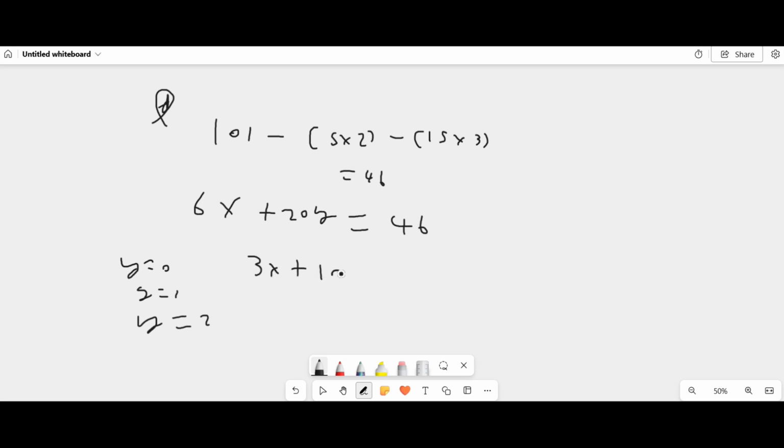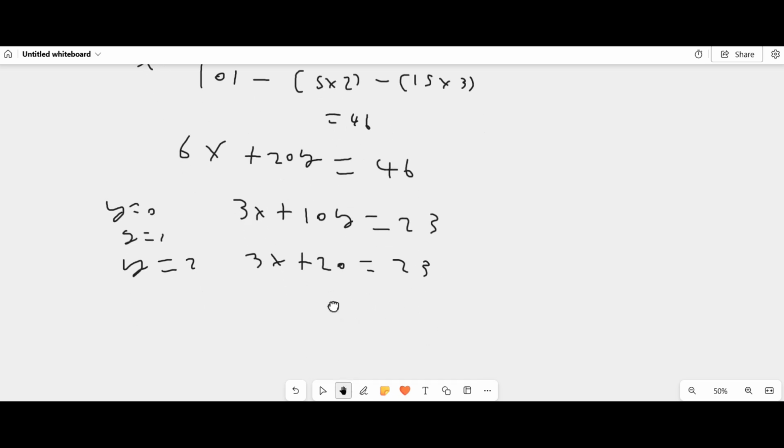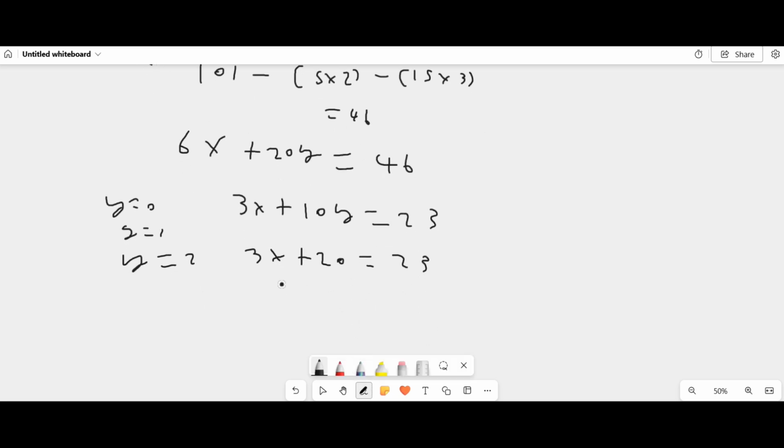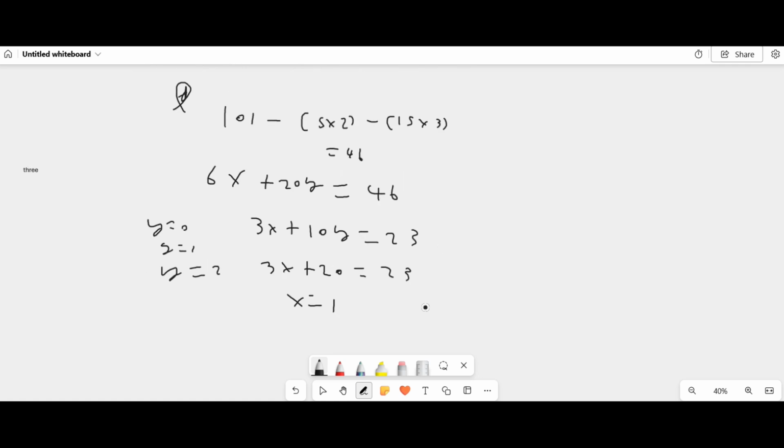So 3x plus 10y is equal to 23. Now put 2 into there, you get 3x plus 20 is equal to 23. So bring 20 to the other side, divide 3 by 3, and you're going to get x is equal to 1. So x is equal to 1, y is equal to 2. So in the table, 1 is going to go for the one that's 6, and 2 is going to go for the one that's y, which is the one with 20. Question 2a.